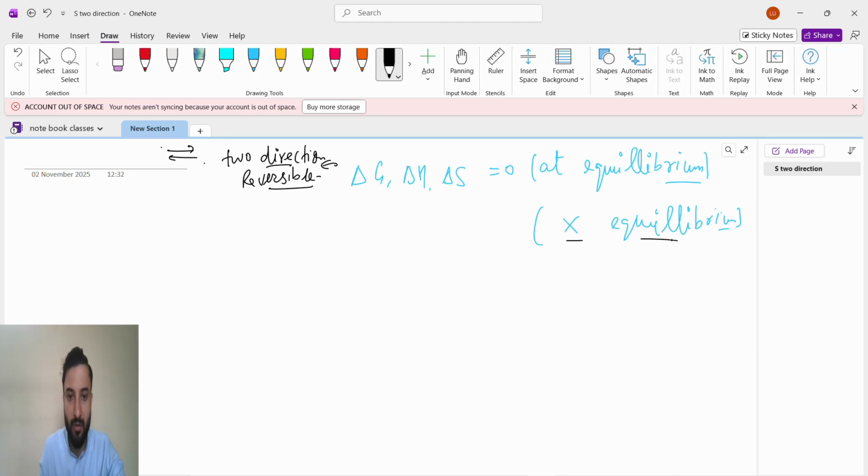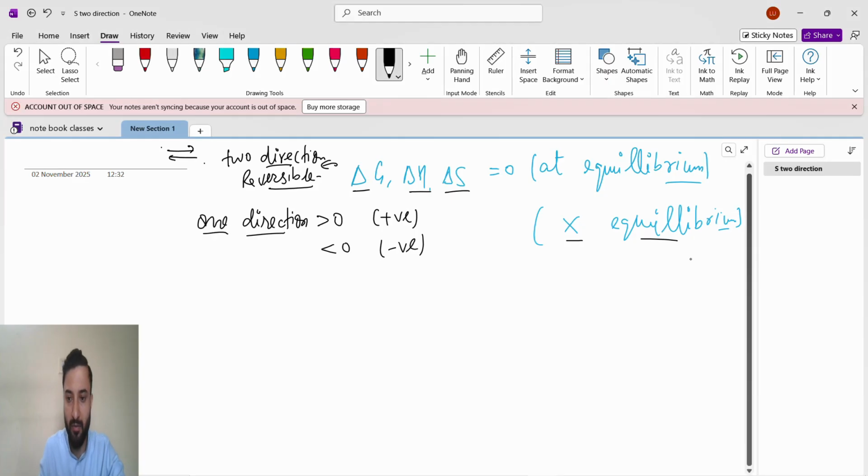If it is not at equilibrium, we have two conditions: either it is greater than 0, meaning positive, or less than 0, meaning negative. So this is not two directions, this is one direction. Either it will go from reactant to product or product to reactant, either coming into the system or going out of the system, endothermic or exothermic. And this is irreversible. This is a very important concept.